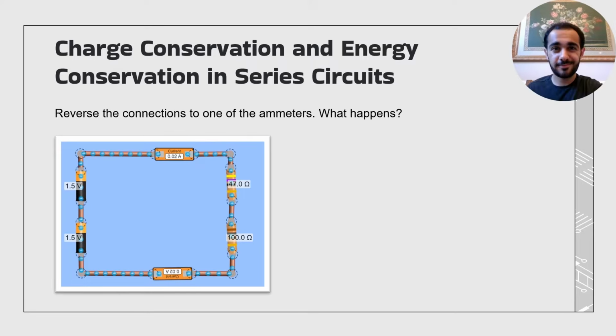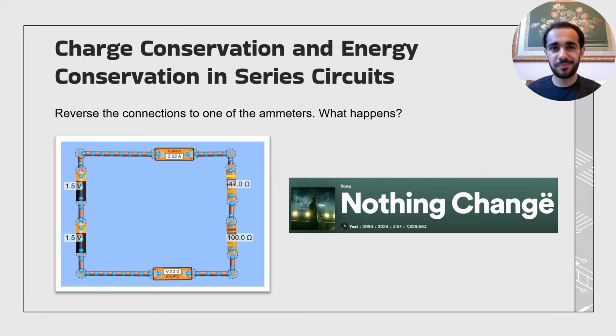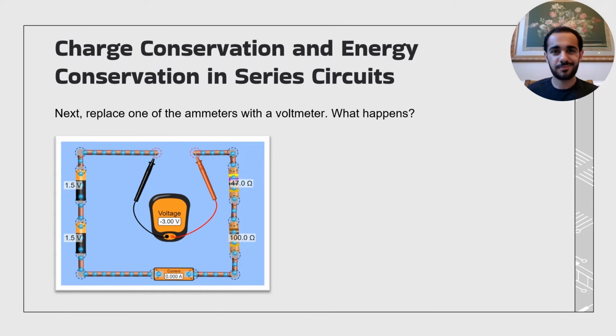There you go. Okay, but what happens if we reverse the connections to one of the ammeters? Well, nothing changes. As you can see, both of the currents remain the same. Next up, what happens if we replace one of the ammeters with a voltmeter? Well, this time, two things happen.